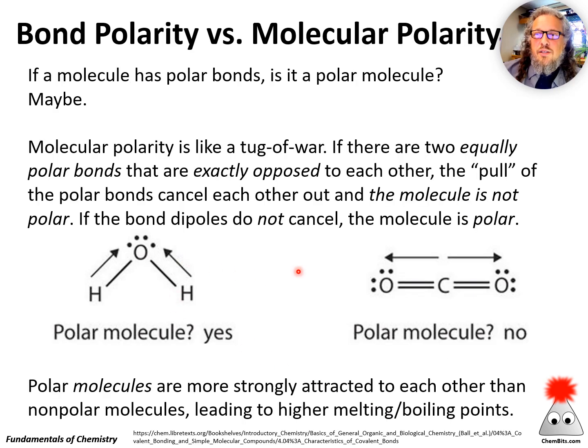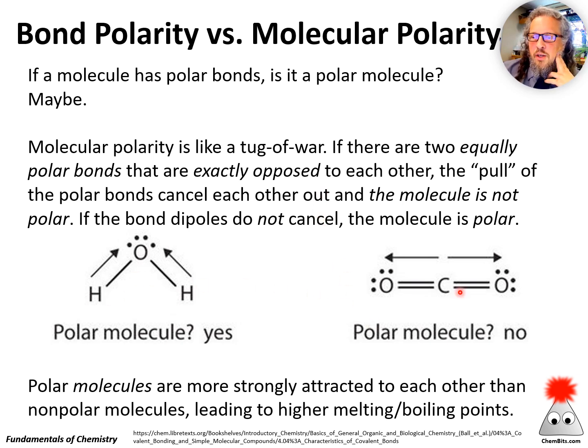How do we use this? If a molecule has polar bonds, does it mean it's a polar molecule? Not necessarily. Now, it might be. In order for a molecule to be polar, there has to be at least one polar bond in it. But we can think about molecular polarity kind of like a tug of war. If we've got two equally polar bonds that are exactly opposed to each other, then those poles will cancel each other out. They'll balance each other out so that overall the molecule is not polar. If they don't cancel each other out, well, then we have a polar molecule.